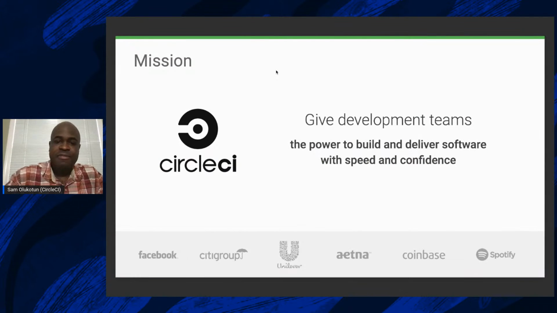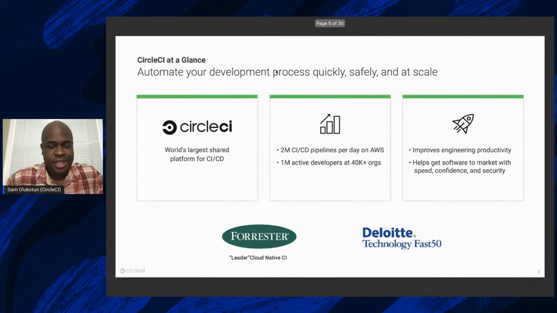CircleCI's mission is to give development teams the power to build and deliver software with speed and confidence. Our platform allows you to automate your development processes quickly, safely, and at scale. CircleCI is the world's largest shared platform for CI/CD. We run over 2 million CI/CD pipelines per day on AWS. Our customer base is spread across 1 million active developers at 40,000 plus organizations. And all of this combined means that for you and your team, we'll give you the tools to improve engineering productivity and help you get your software to market with speed, confidence, and security.